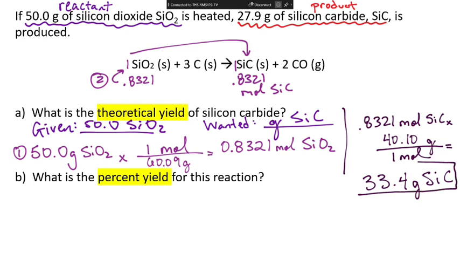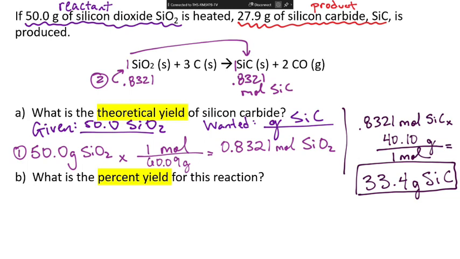All right, that is called the theoretical yield. That means if every last molecule of silicon dioxide reacted, I would get 33.4 grams of silicon carbide. It's based on math, it's based on the stoichiometry. So I used the reactant from the chemical reaction, and I did stoichiometry with it to get the amount of that same product that they mentioned in the story problem, to get the theoretical yield.